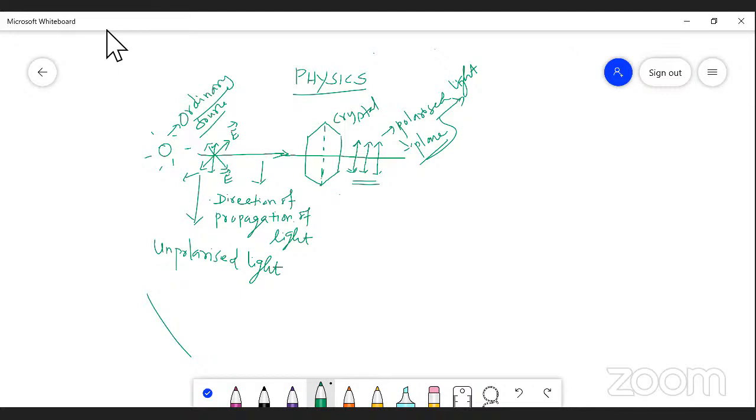Now, in this session, we are going to discuss how we convert unpolarized light into polarized light. There are several techniques used to convert unpolarized light into polarized light. But in our syllabus, we have four techniques to convert unpolarized light into polarized light.